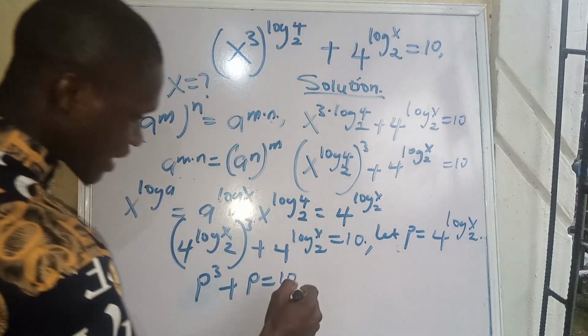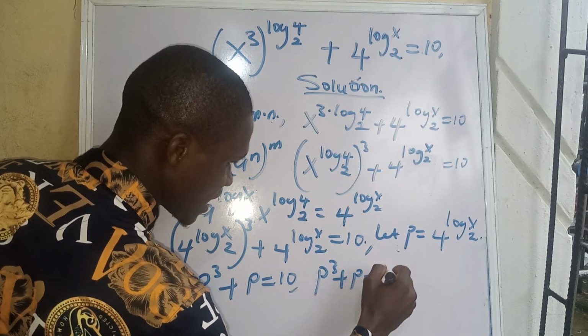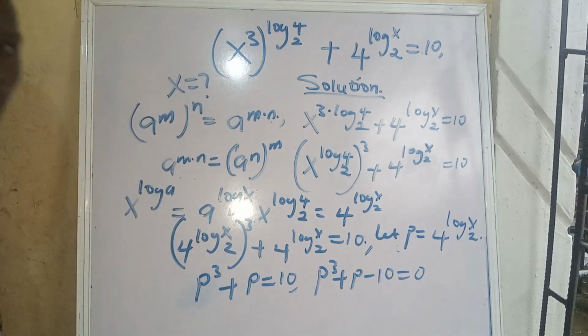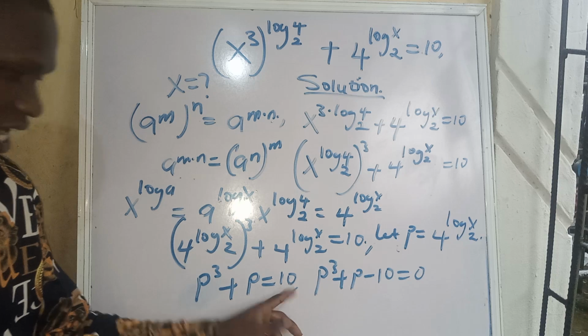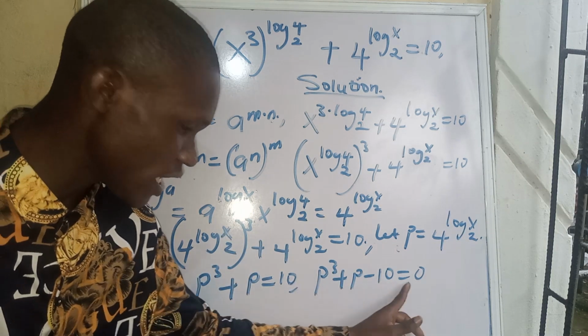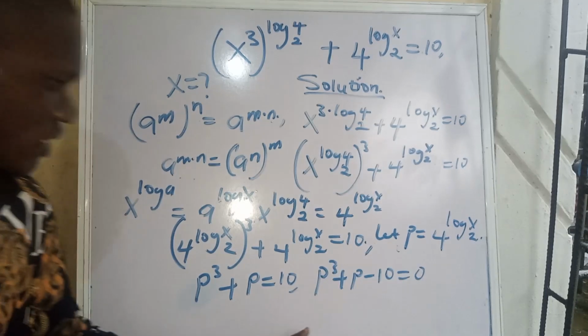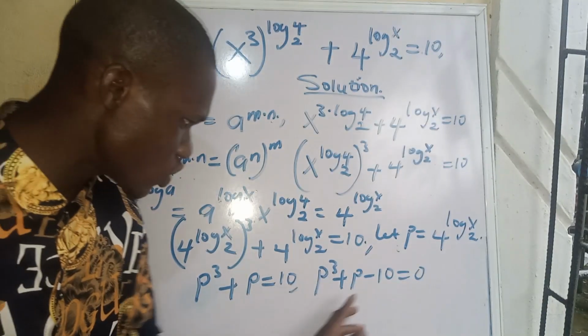So we can write this again to be p to the power of 3 plus p minus 10 is equal to 0. We have p to the power of 3 plus p is equal to 10. And so if we write this again, we have p to the power of 3 plus p minus 10 equals 0. So now we have a polynomial equation. So how can we solve this?